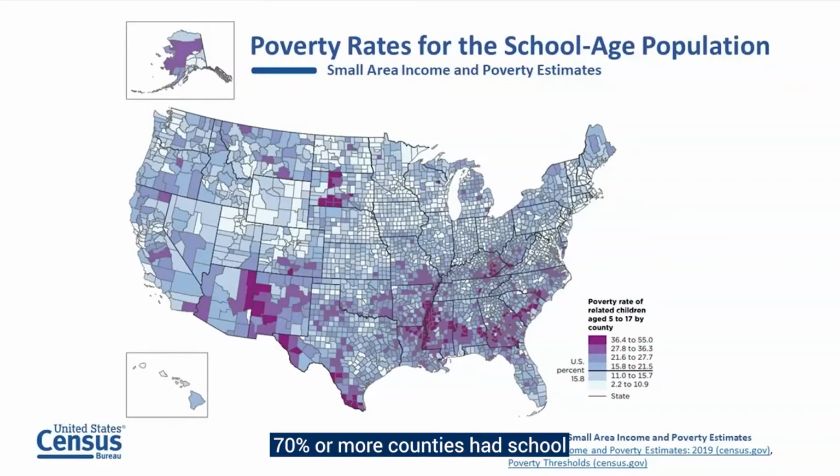In 5 states, 70% or more counties had a school-age poverty rate statistically lower than the national average. And those include Connecticut, Hawaii, Massachusetts, New Hampshire, and Rhode Island.